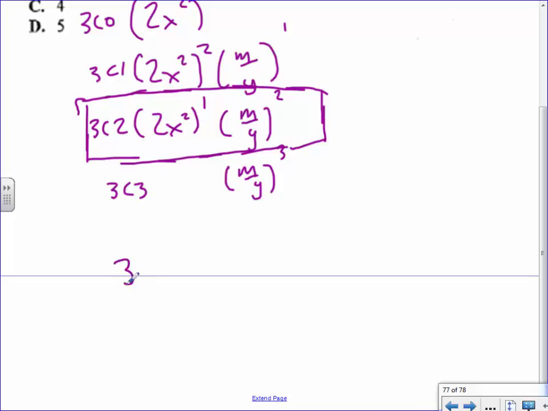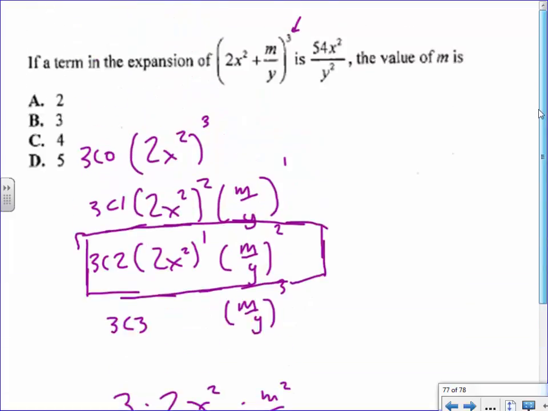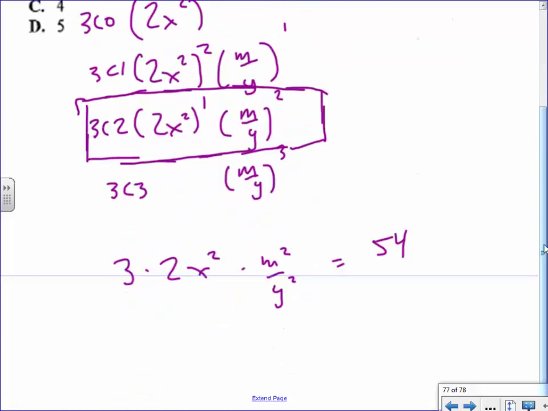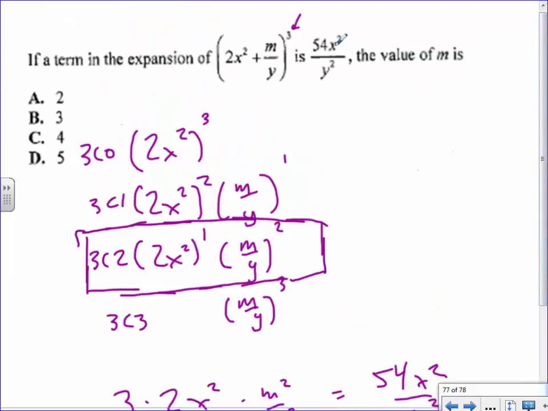3 choose 2 is 3. I'm going to have 2x squared, and then I'm going to have m squared over y squared. And this was supposed to be equal to 54x squared over y squared. Why is it the third one? Because we need a term that somehow has x squareds and y squareds. This one right here would have x sixes. This would have x fours over 1y. This one right here will have x squareds, and then it'll be over y squareds. I knew that only by looking at that bit there.